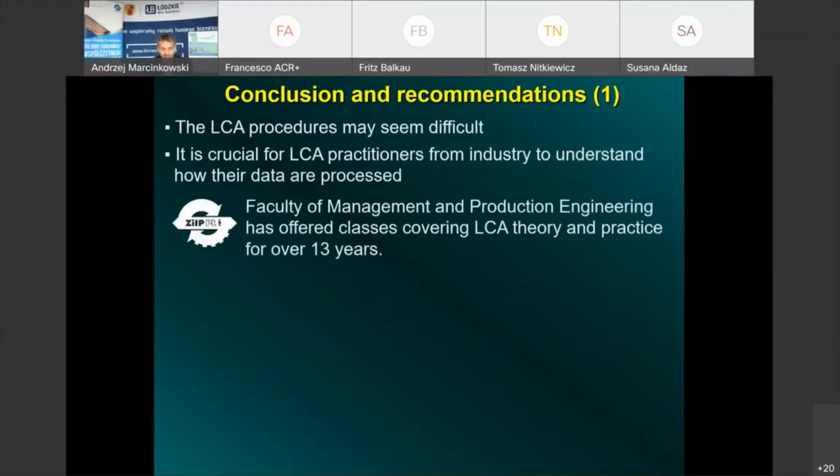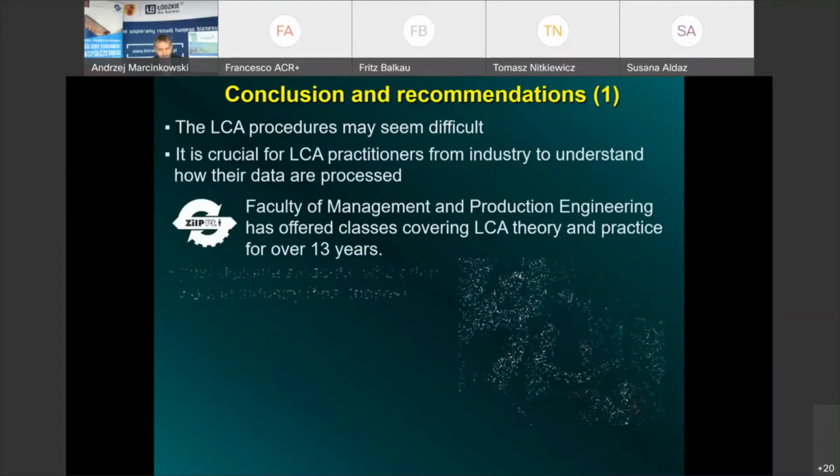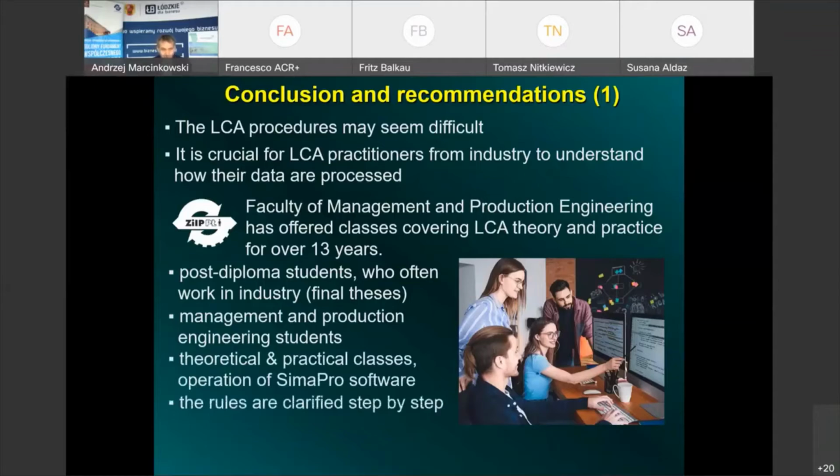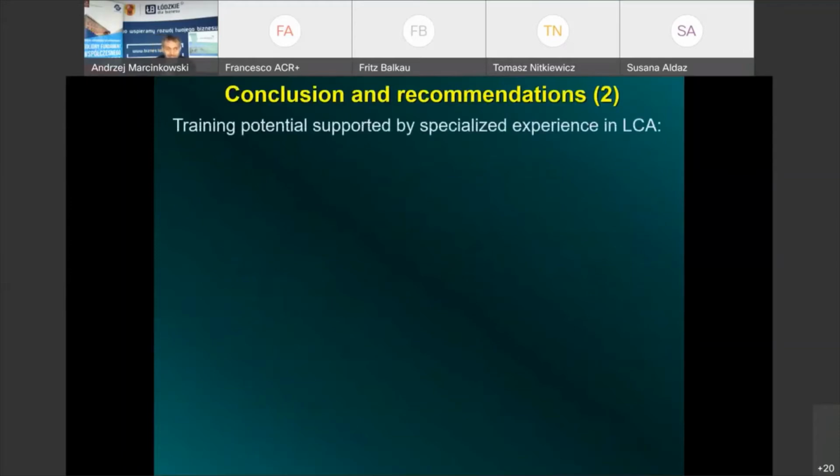And our Faculty of Management and Production Engineering has offered classes covering life cycle theory like this, but also practice, for quite a long time. We work with post-diploma students who often work in industry, but also in offices, the public sector, the private sector, and students, just students. But also in the regular curriculum for management and production engineering students. We teach both theoretical and practical content during classes, and finally operation of the SimaPro software. And the rules are clarified step by step. And the last slide.